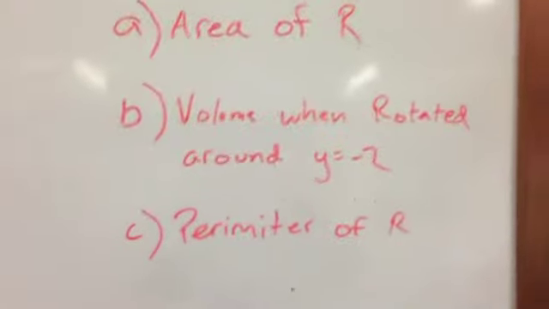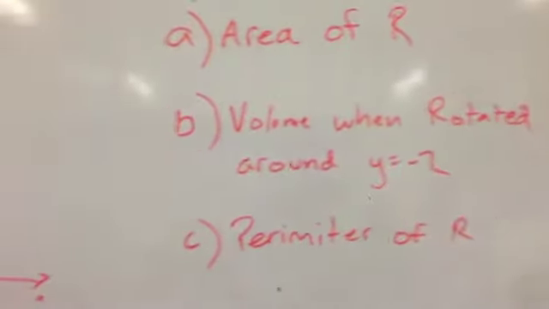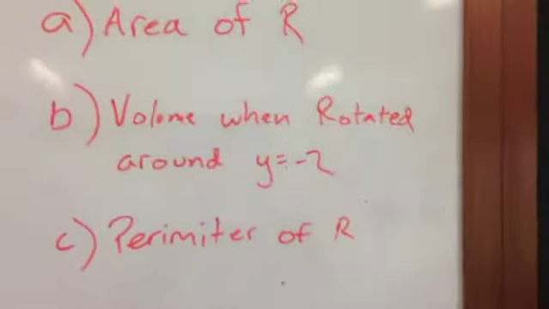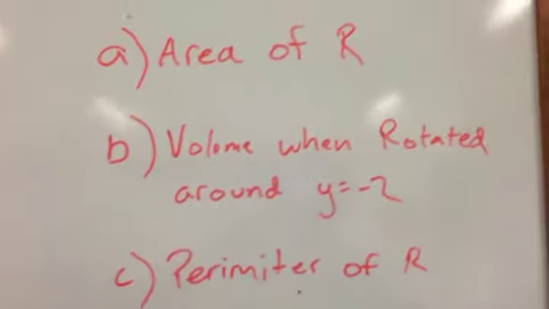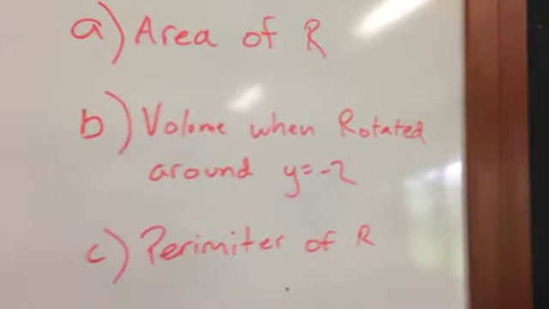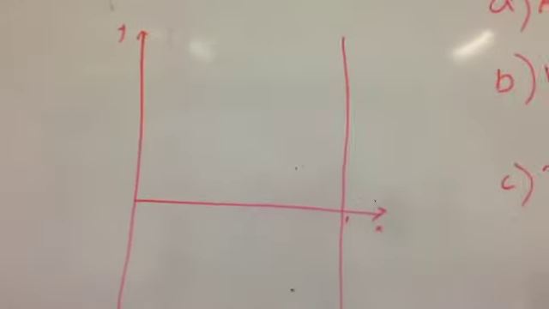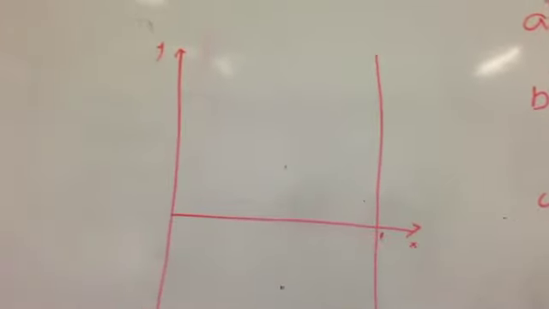Okay, so our problem involves finding the area of a region and the volume of a solid when rotated around a line. So this is the figure that Mr. Chan is drawing. So we're going to draw two different lines or functions.